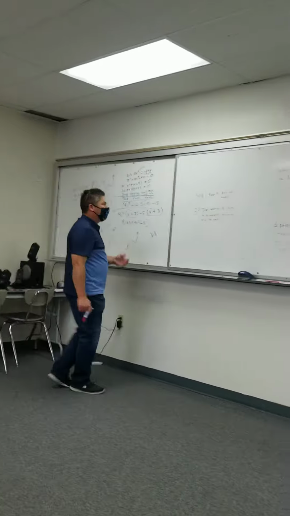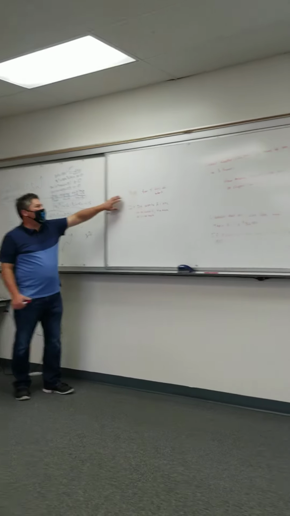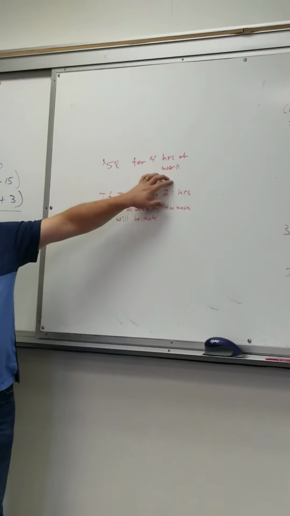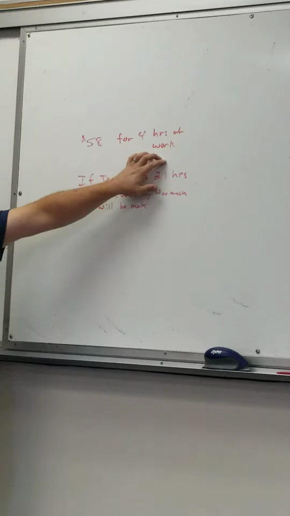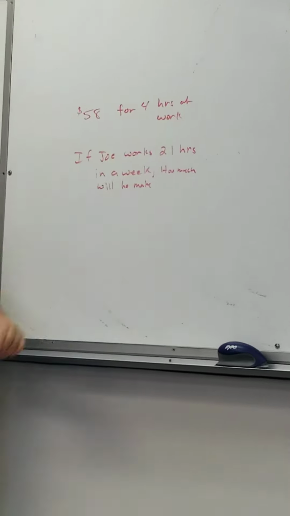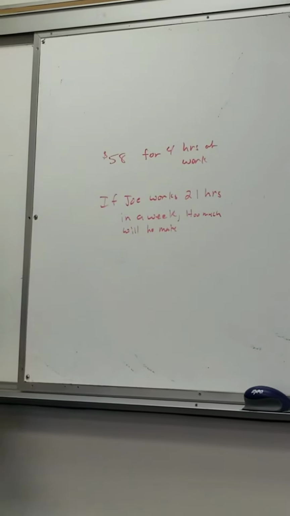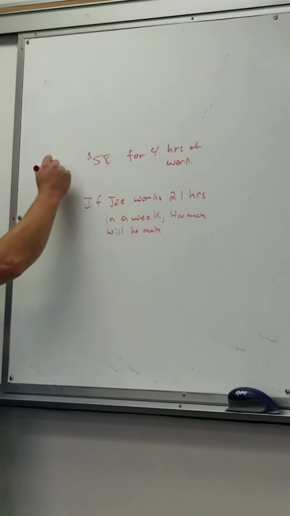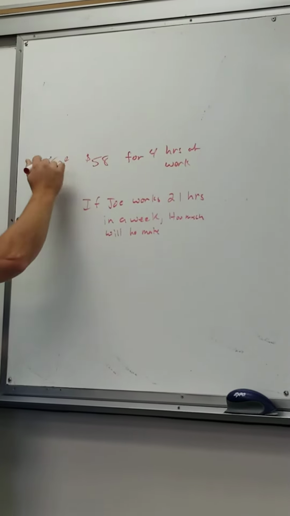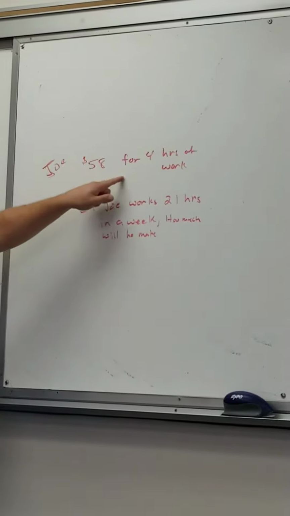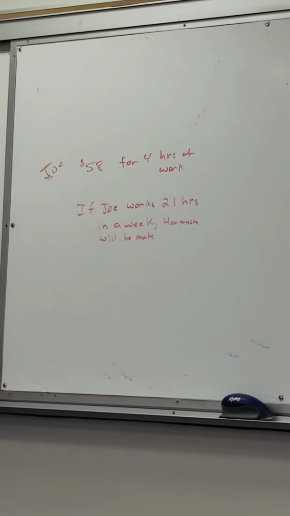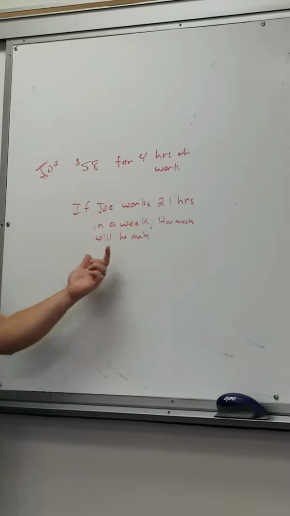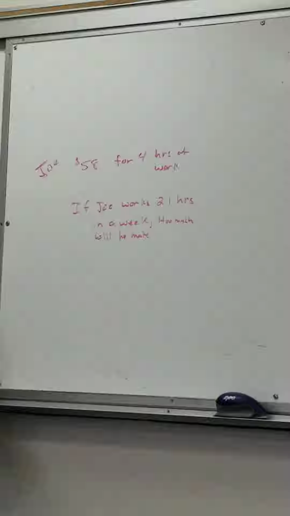All right, let's do a couple of these. Let's say that you get $58 for 4 hours of work. You go to work, you get $58 for 4 hours of work. And this is Joe. So Joe gets $58 for 4 hours of work. If Joe works 21 hours, how much will he make?